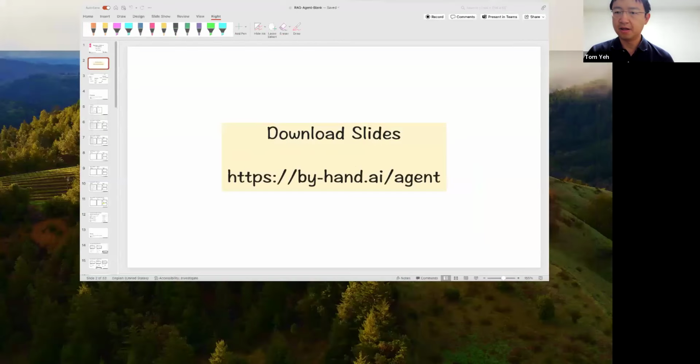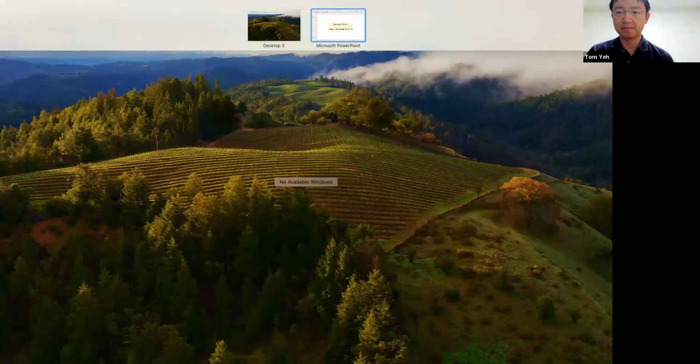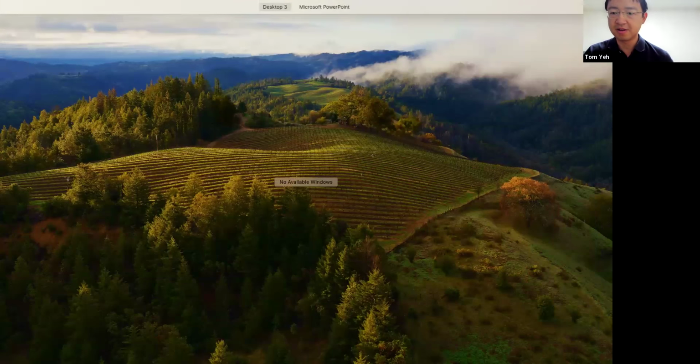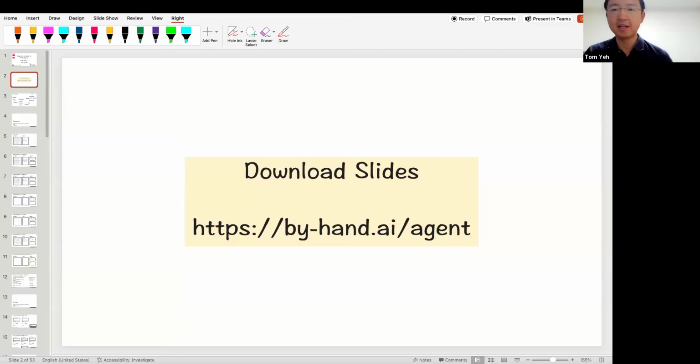Okay, so to save the bandwidth, what I'm going to do is turn on my camera, but you should be able to see my screen share. It just disappeared. Okay, here it is back now.